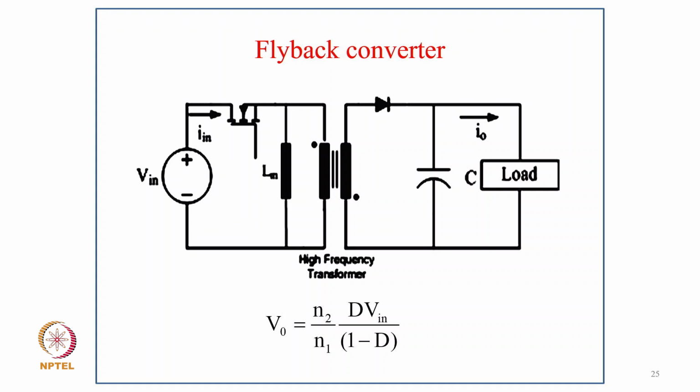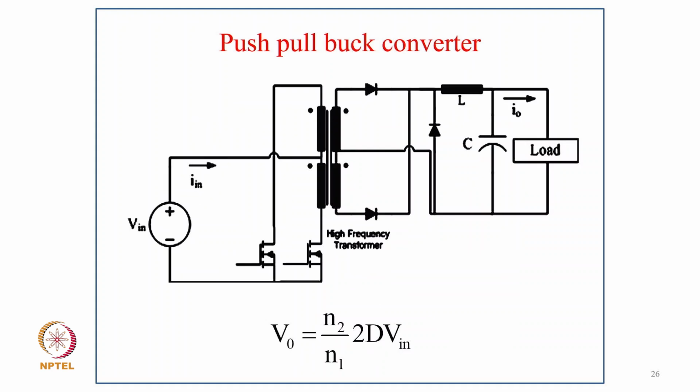Of course, the duty cycle is normally designed at around 0.5 or even less, 0.45 to 0.5, so that saturation of the transformer does not occur. But the major change of the voltage can be done by the N1 upon N2 turns ratio of the transformer.